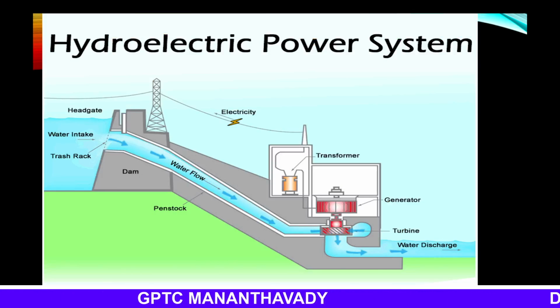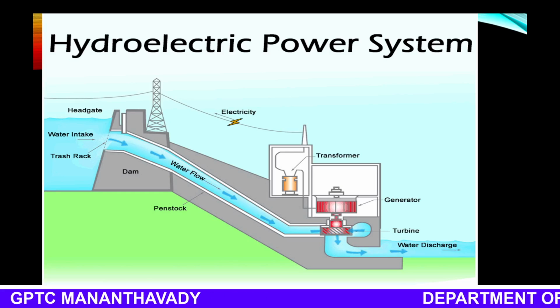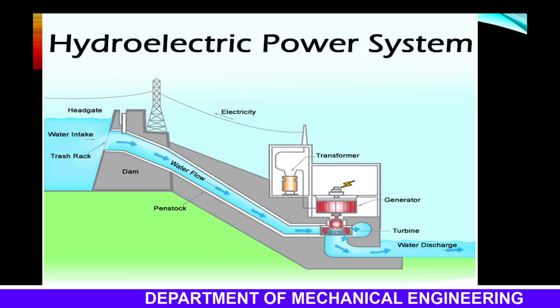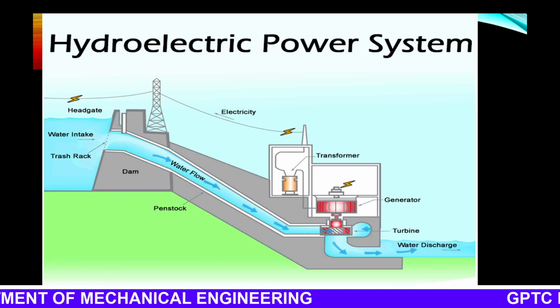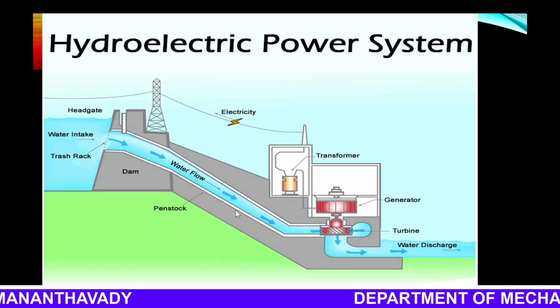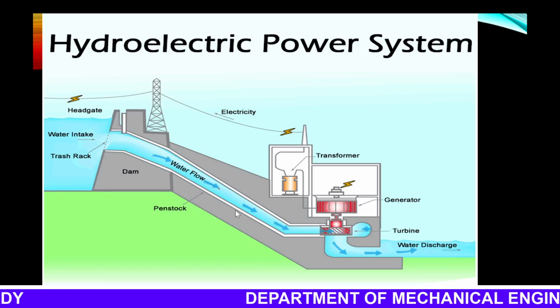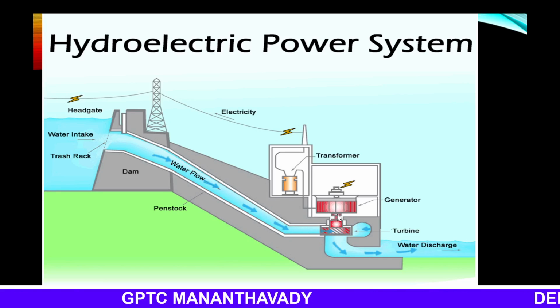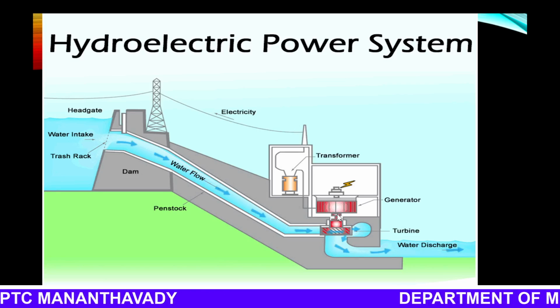Here we are showing the schematic representation of the hydroelectric power system. This is the general layout. Here you can see a dam, which is constructed across the river for storing the water. And the pipes of large diameter, called penstock pipes, carry water under pressure from the storage reservoir to the turbine. Next is the turbine. This is a turbine with a number of vanes fitted on it.